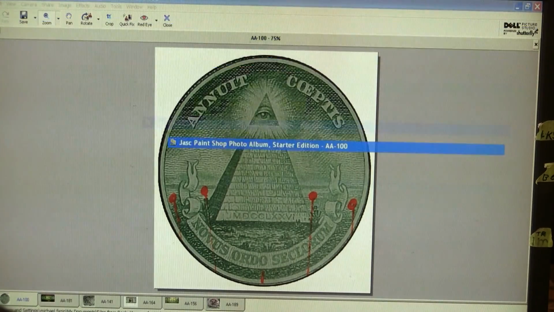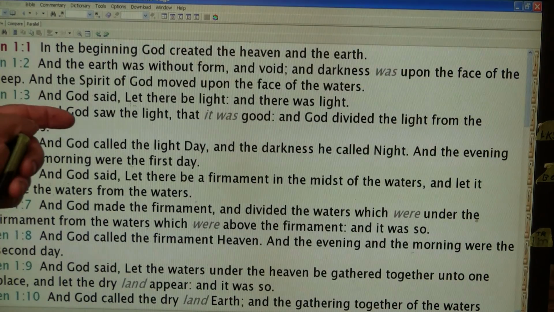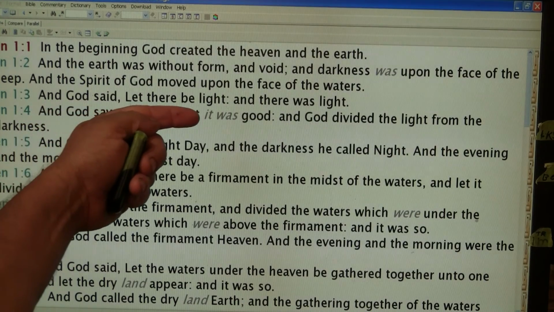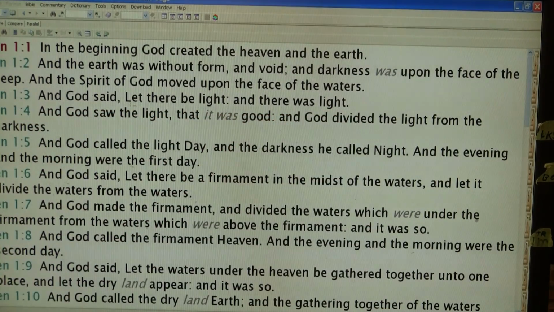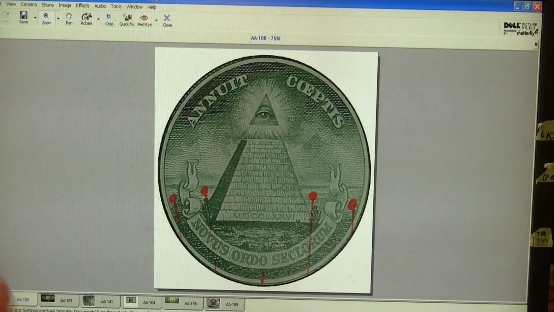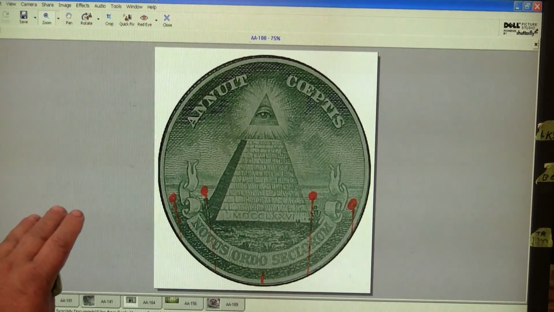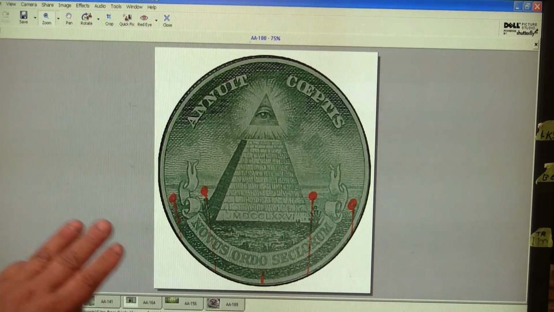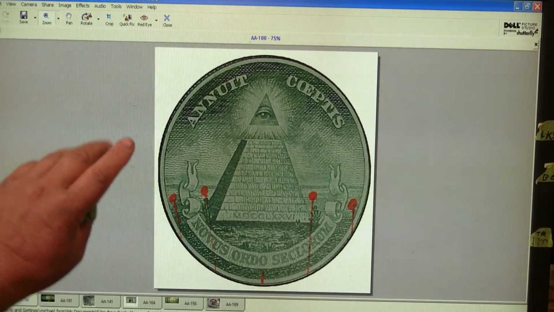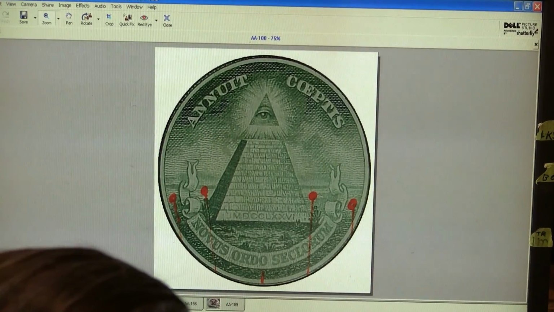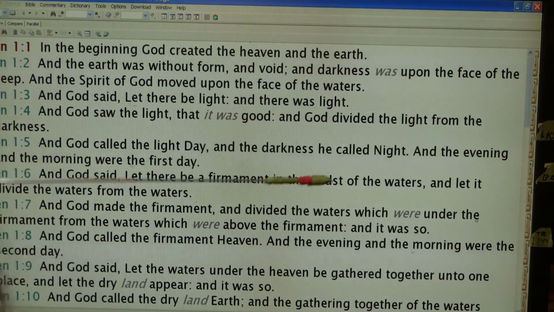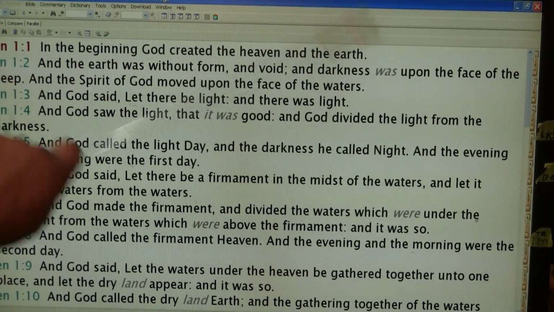Moving on to verse 3. And God said, "Let there be light," and there was light. Okay, even though we spoke about the light, the book of Genesis is not necessarily in order for the pictograms on the reverse of the $1 bill. There are only so many ways that you can represent a concept, and because they seem to be out of order, they're not. However, going back to verse 3, and God said, "Let there be light," and there was light.